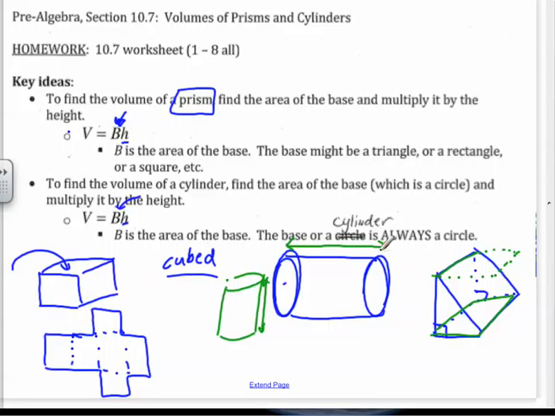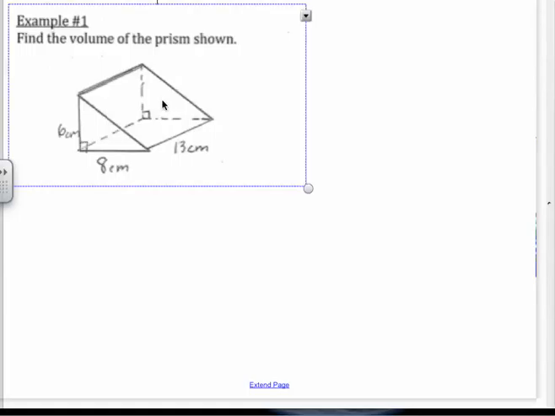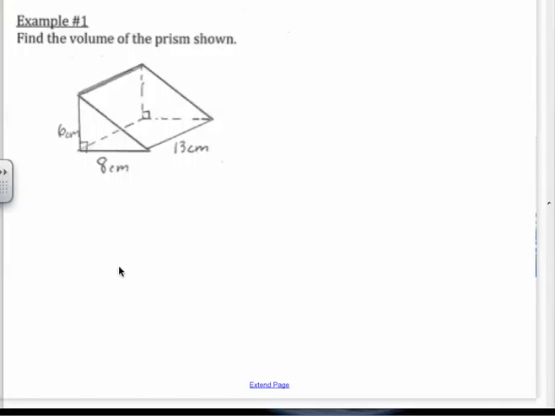So when I look at example number 1, you're going to see that that triangle is opposite that triangle. So that's the base. The height of this thing is the distance between them, 13. Not how tall this figure reaches from off the bottom of the table or wherever it is.